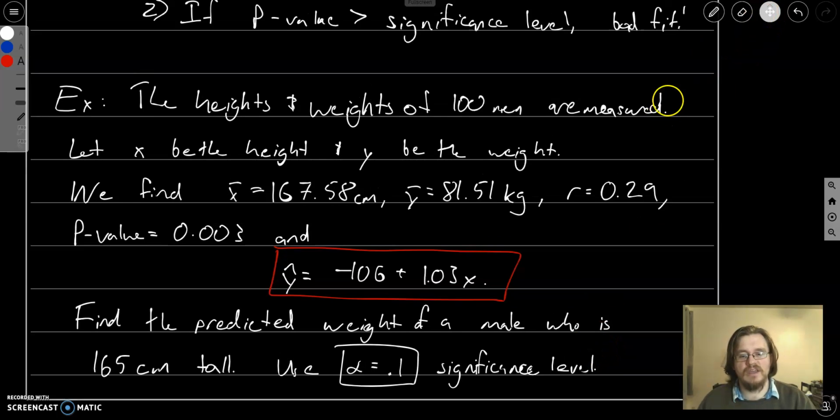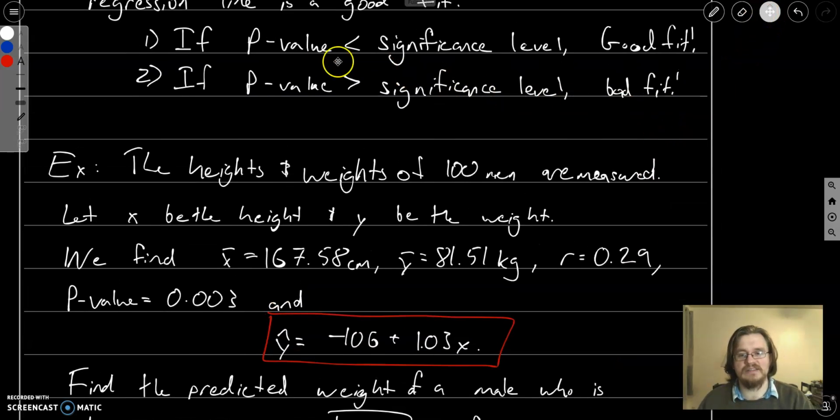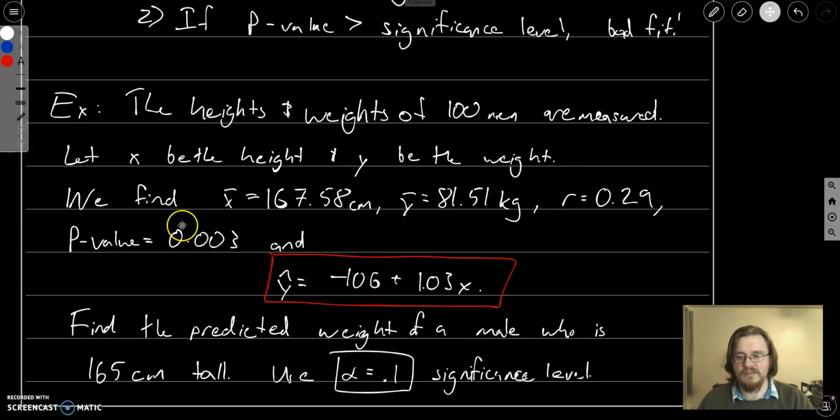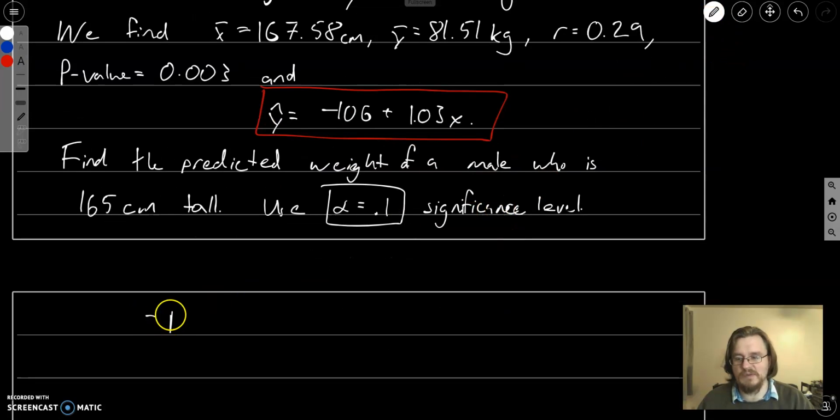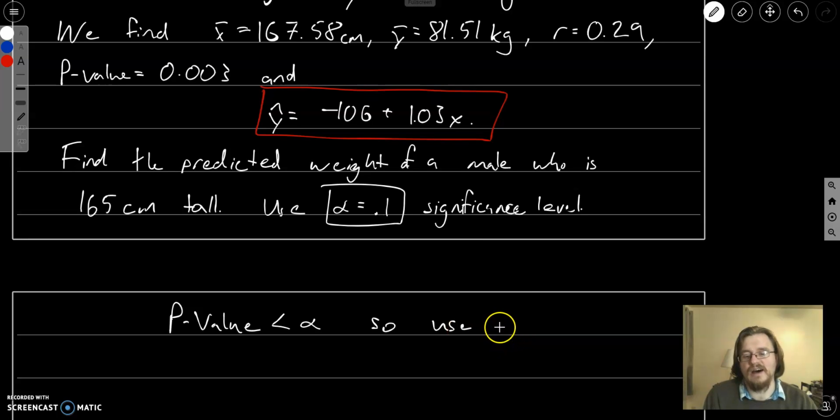So coming back to our test here, if the p-value is less than the significance level or the p-value is greater than the significance level, we have two things going on. So here, the p-value is less than alpha. So let's write that down so we remember. We have the p-value is less than alpha. So we use the regression line.